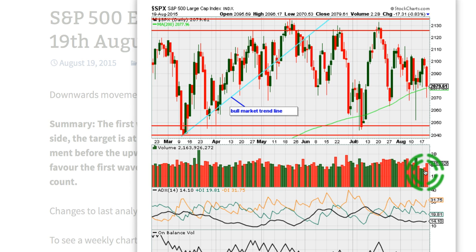However, that's contradicted by these 2 days with rising volume. As price is falling, volume is increasing. The fall in price is supported by volume. That indicates we might be getting a downward breakout.